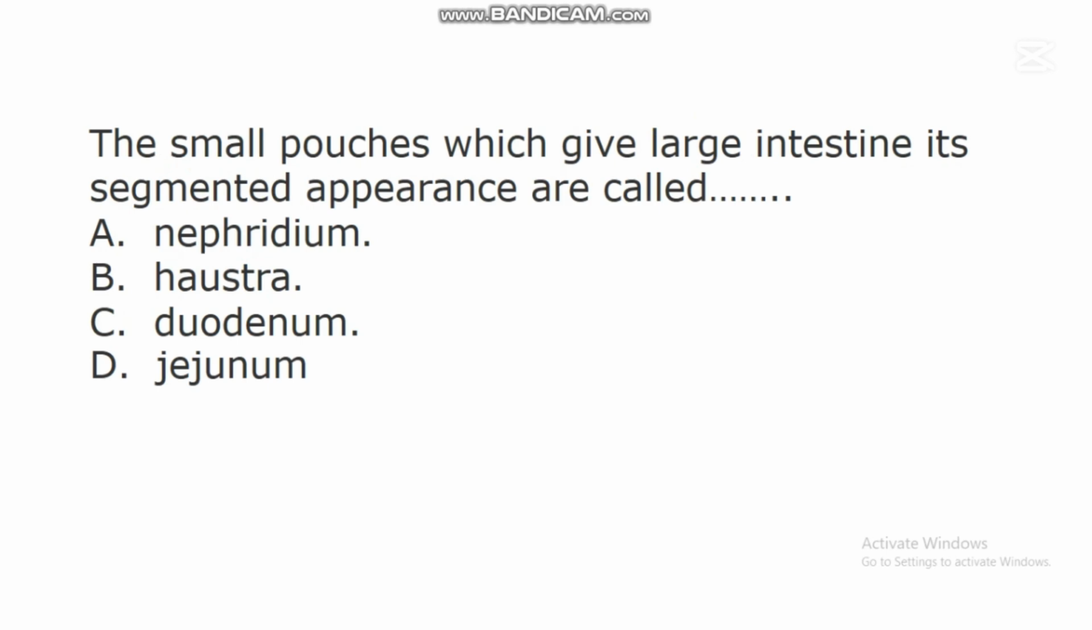The next question says, the small pouches which give the large intestine its segmented appearance are called dash. A. Nephridium. B. Haustra. C. Duodenum. D. Jejunum. In this question, the correct answer is B. Haustra. Haustra are small pouches which give the large intestine its segmented appearance.